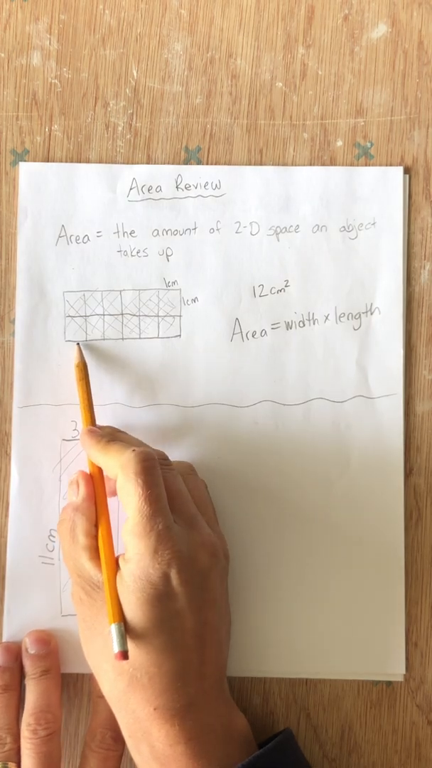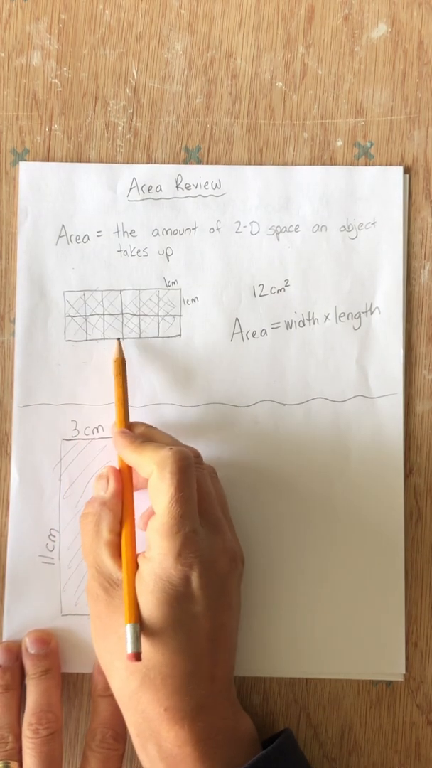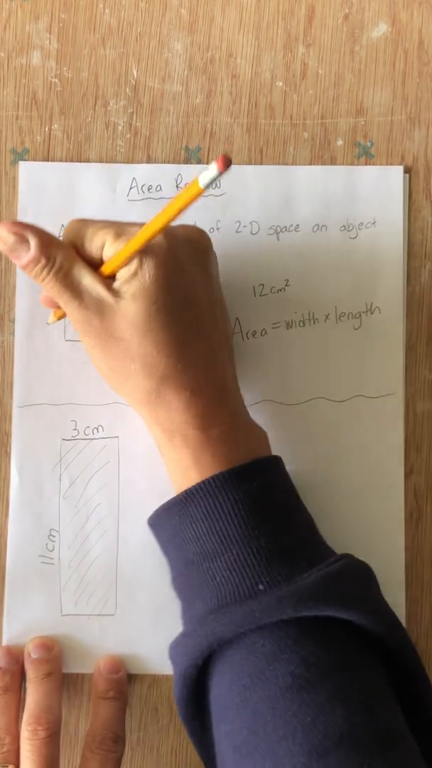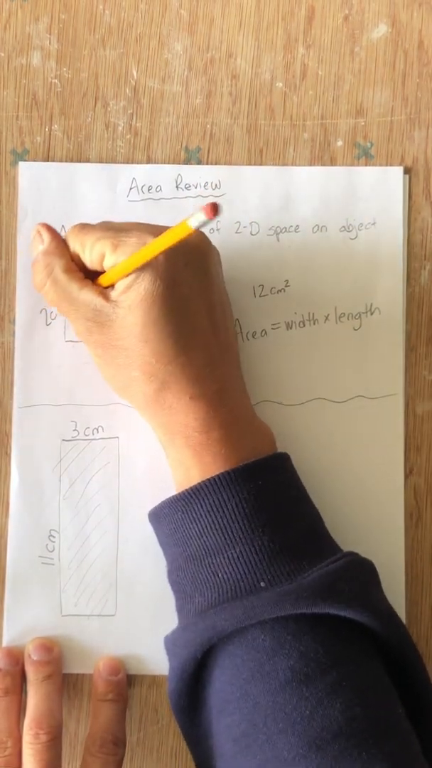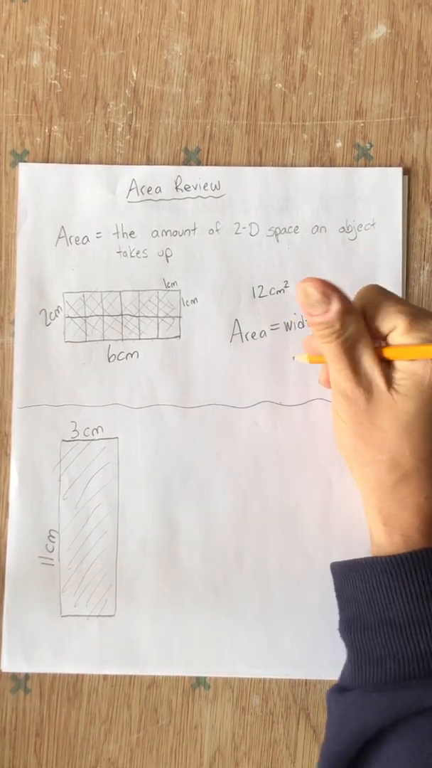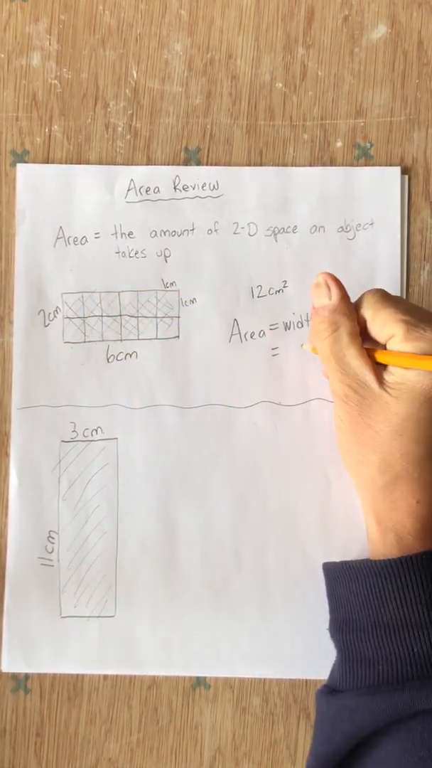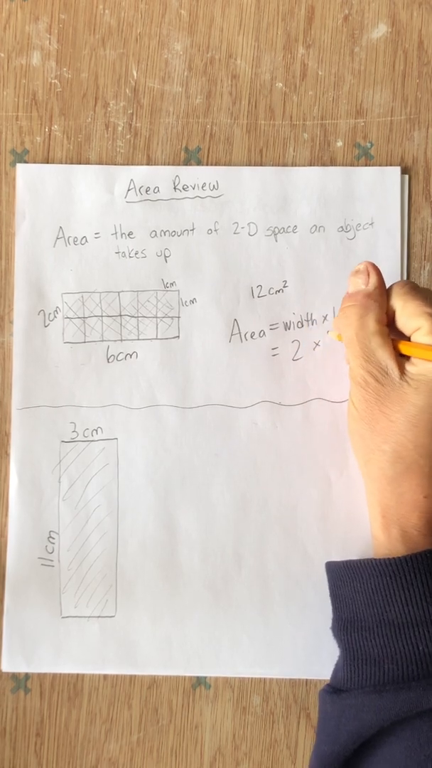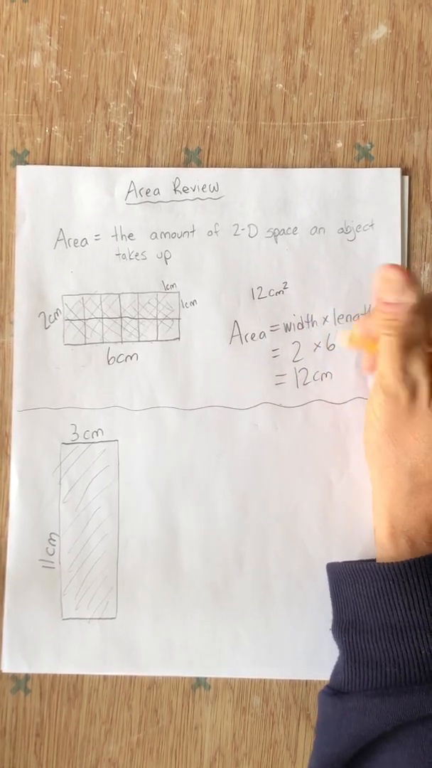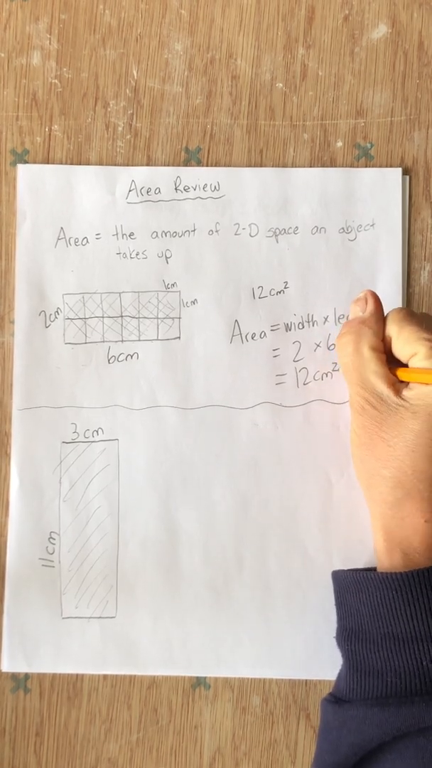So, well, how long is it? It's 1, 2, 3, 4, 5, 6 centimeters long. And it's 1, 2 centimeters wide. So all we would do, we can plug that in our equation here: 2 times 6, and we get the same answer, 12 centimeters. And again, we're talking about area, so it's centimeters squared.